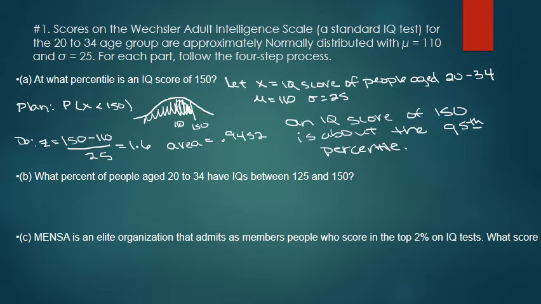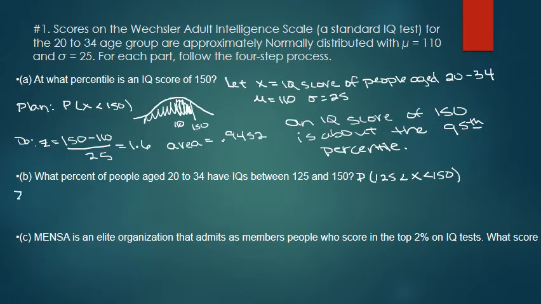All right, so now part B. What percent of people aged 20 to 34 have IQs between 125 and 150? We don't need to restate the x part because we already did that earlier. I don't need to rewrite what mean and sigma are, but what I am going to rewrite is the plan part. I'm going to write that I'm planning to find the area of the curve in between 125 and 150, so the probability of that area.